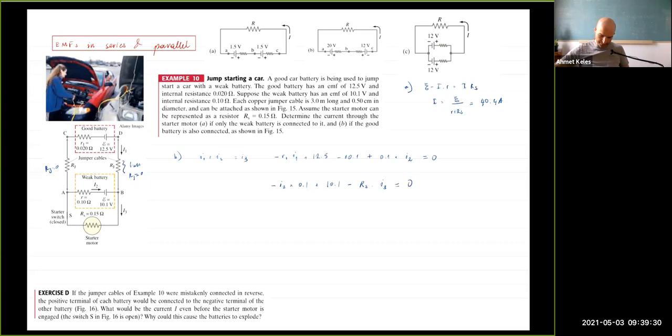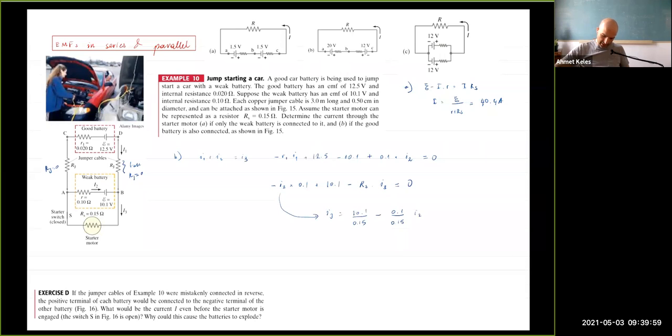Let's solve. I3 is equal to 10.1 divided by RS, which is 0.15, minus 0.1 divided by 0.15 I2. And so this is from here.